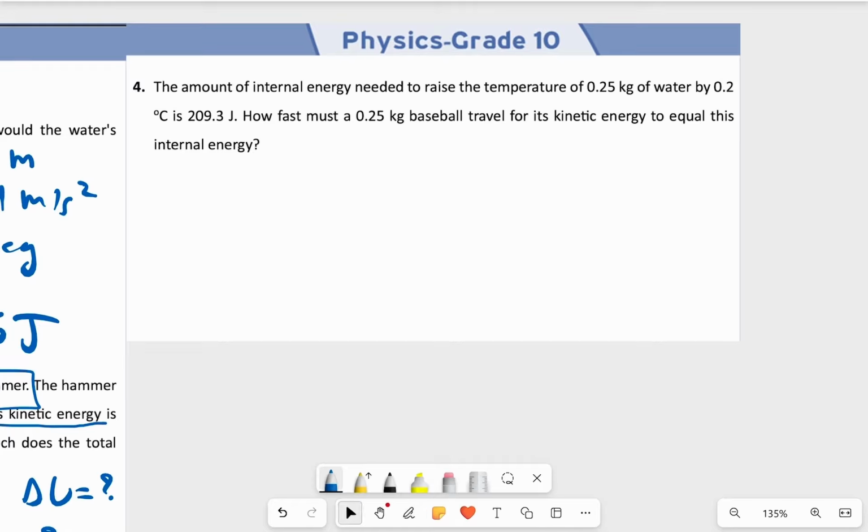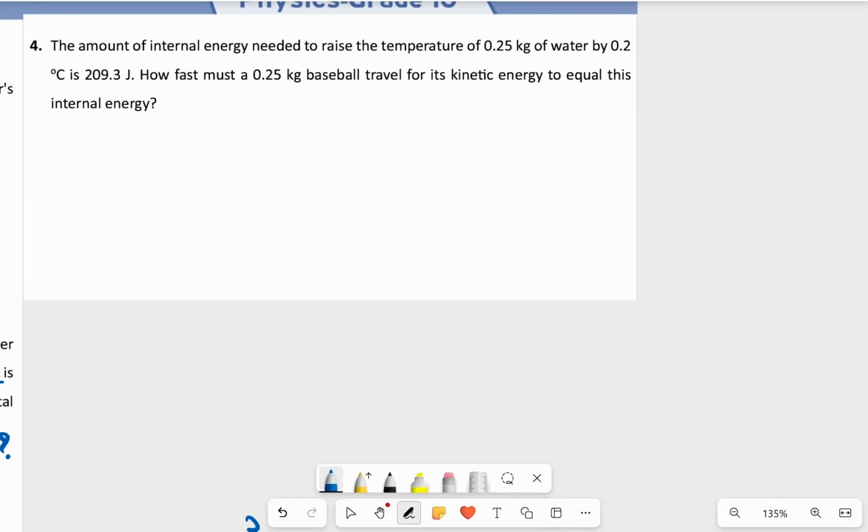The amount of internal energy needed to raise the temperature of 0.25 kilogram of water by 0.2 Celsius is 209.3 joule. How fast must a 0.25 kilogram baseball travel for its kinetic energy to equal this internal energy? So it says how fast. First of all, let's write the givens and then we will solve.